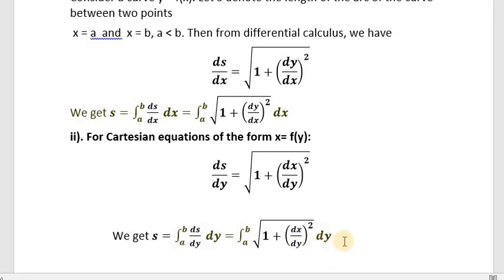Here we have two formulae to find the arc length. When the equation is in the form of y is equal to f of x, then s is equal to integral a to b square root of 1 plus dy by dx whole square into dx, and in case of x is equal to f of y, we have the length of an arc of the curve equal to integral a to b square root of 1 plus dx by dy whole square into dy. Now by using these two formulae, let us work out a few problems.